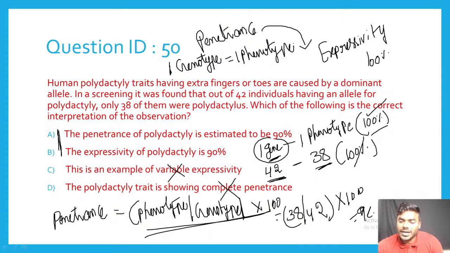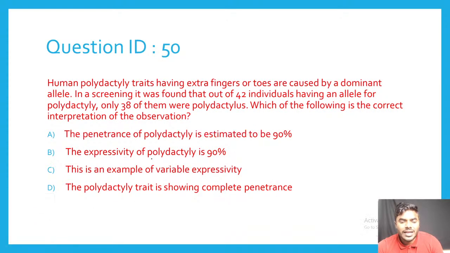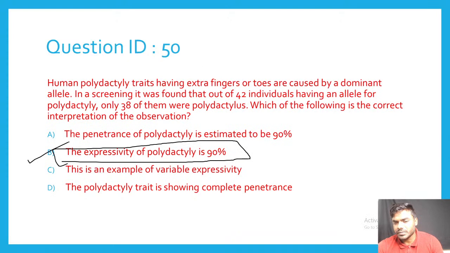So how much will you get? Nearly 90%. I mean to say, expressivity we will get. Now friends, penetrance cannot be 90%, because penetrance is 100%, there is no doubt about it. But the expressivity is how much? Expressivity will be 90%. Hence the correct answer will be B.